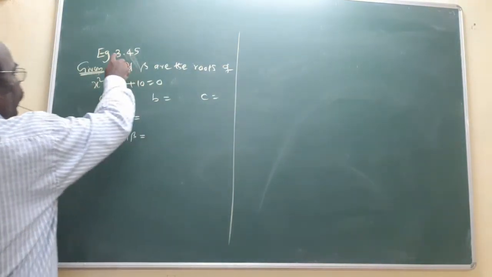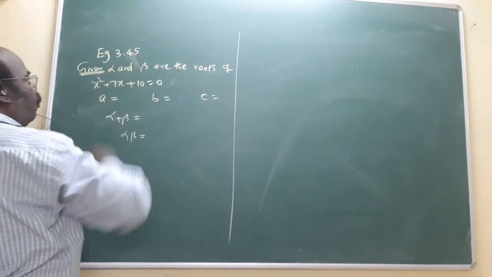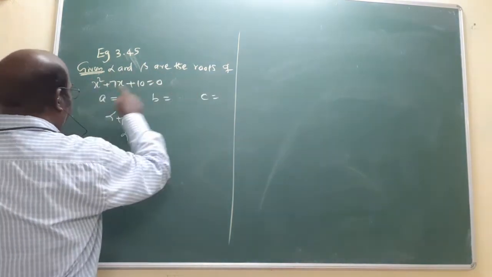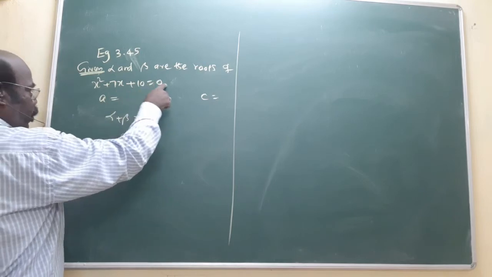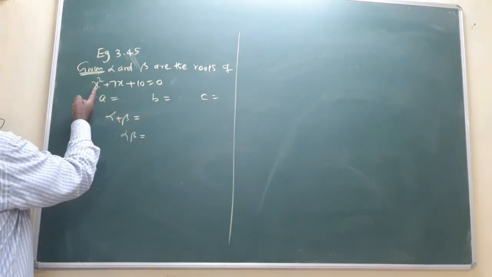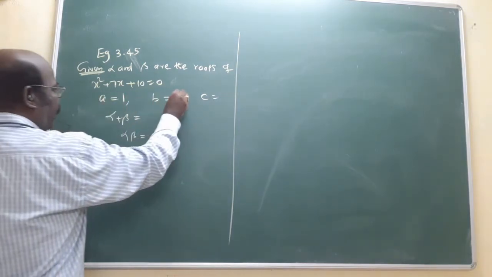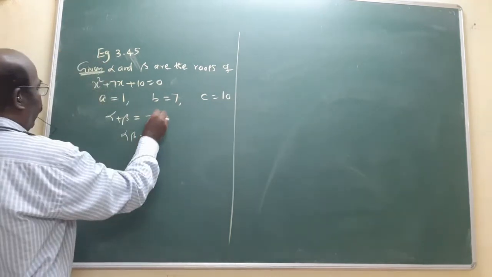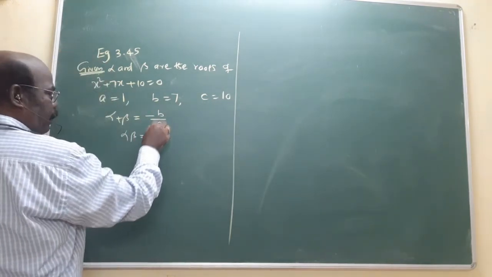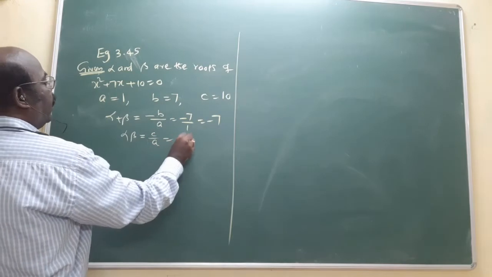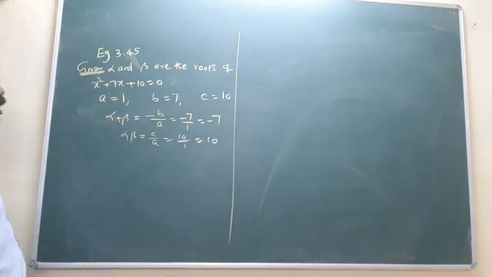Now listen here. Example problem 3.45. Given alpha and beta are the roots of the equation x square plus 7x plus 10 equal to 0. Same concept: the coefficient of x square is 1, a equal to 1, b equal to the coefficient of x, which is 7, c equal to 10, the constant term. Now alpha plus beta, what is the formula? Minus b by a, minus 7 by 1, that is minus 7. The c by a is the formula, 10 by 1, that is 10. Anyway, alpha beta given, equation given, that's why you find alpha plus beta and alpha into beta.